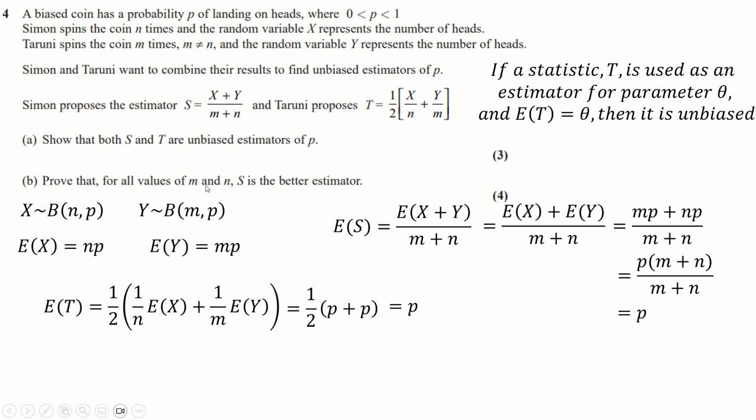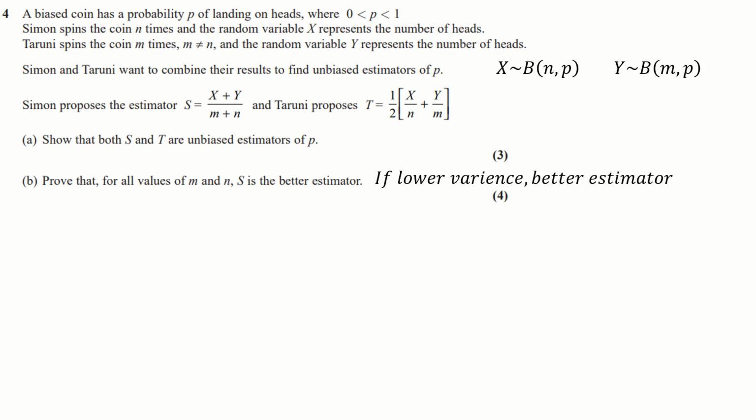And then it says, prove for all values m and n that s is the better estimator. Now, to be a better estimator, you want your variance to be lower, if they're both unbiased. So we want the lower variance. So now we need to start thinking about the variance of this and this. Now, we need to use that chapter 4 idea, where if you're combining variances of some kind of linear combination here, then this one becomes a squared out here, and this one is squared out here.